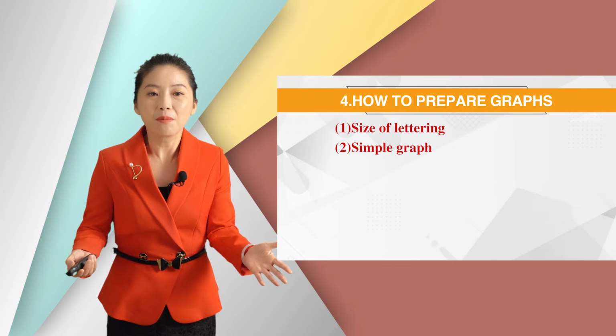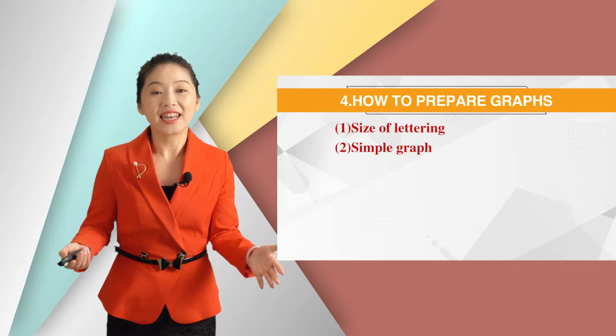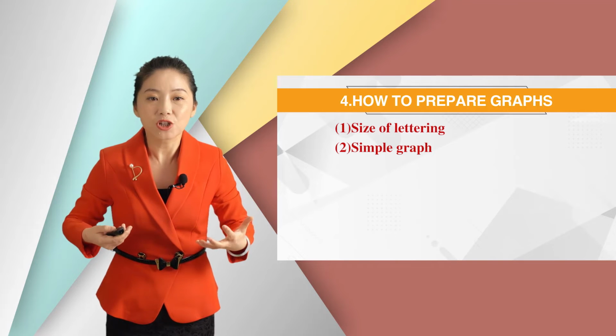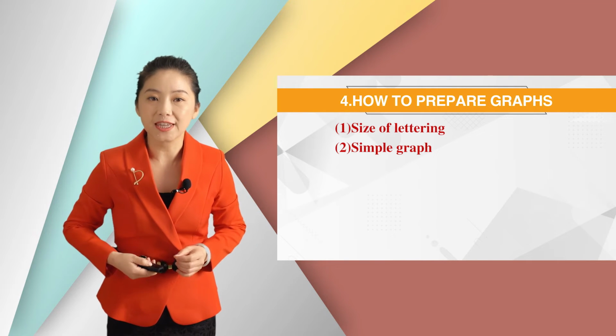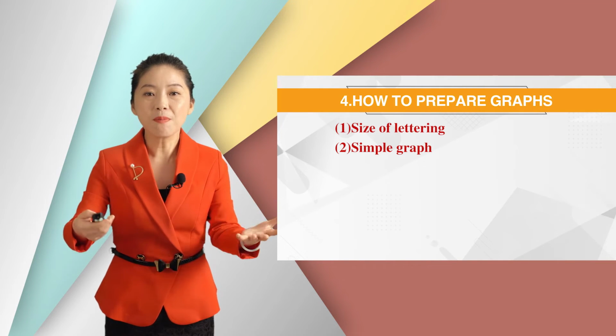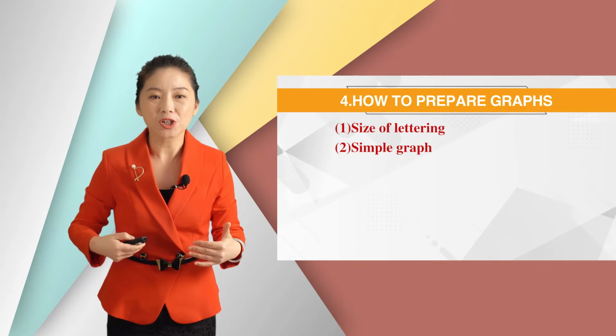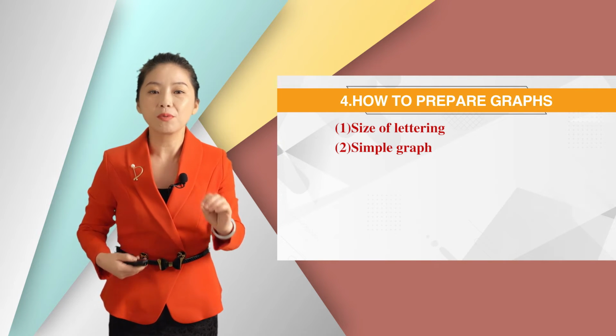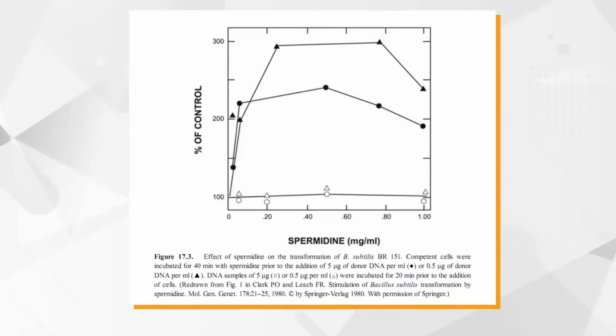The most common disaster in illustration is to include too much information in one figure. Too much information in an illustration confuses and discourages the reader. Figure 17.3 is a nice graph. The lettering is large enough to read easily.